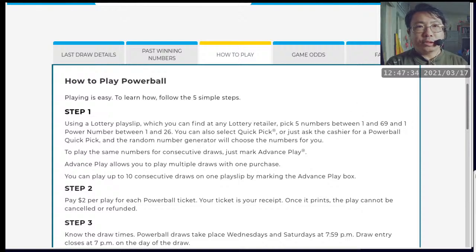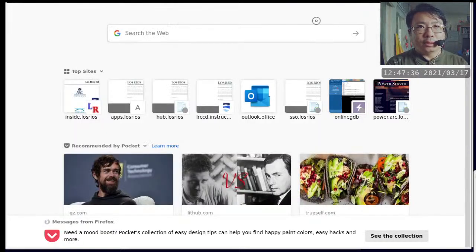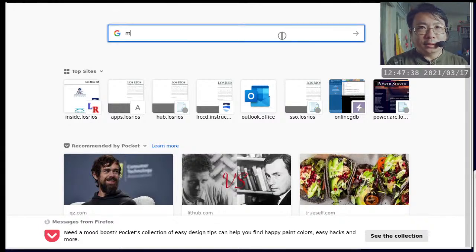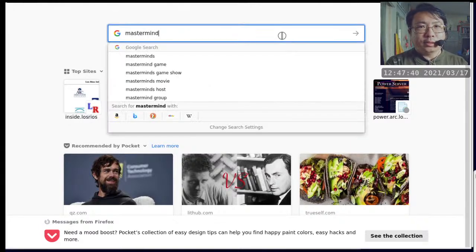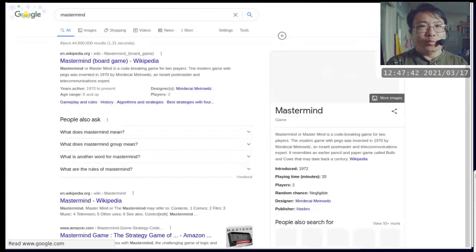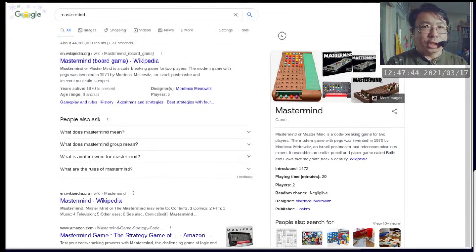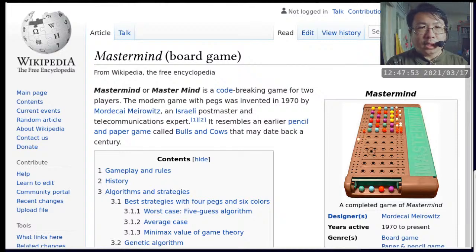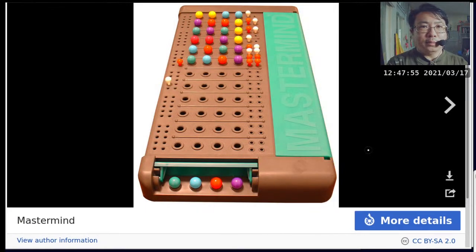Not sure how many of you know about the game called Mastermind. Let's go to Mastermind, because this is a good example of why we may want to generate permutations and combinations. So go to the Wikipedia page, that's perfectly okay. And then we look at the picture of the Mastermind board game.